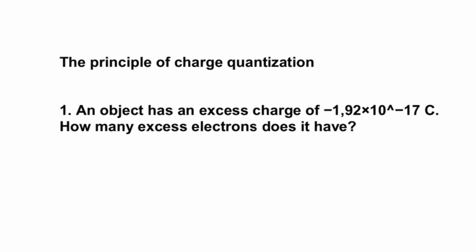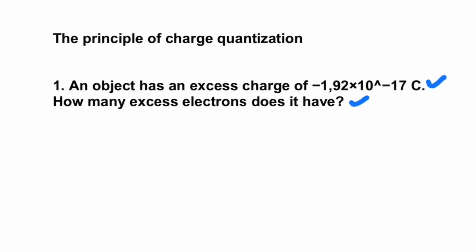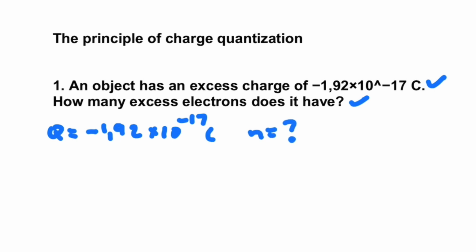So the principle of charge quantization. An object has an excess charge of minus 1.92 times 10 to the minus 17 coulombs. How many excess electrons does it have? So we are given the charge of the object, right? The charge of the object is equal to minus 1.92 times 10 to the minus 17 coulombs. This is the charge of an object. And the question is asking how many excess electrons does it have? We're looking for the excess electrons.